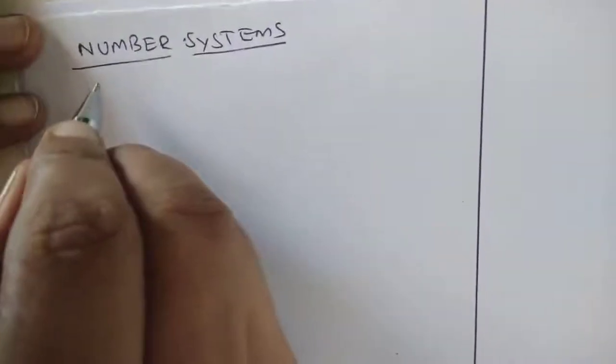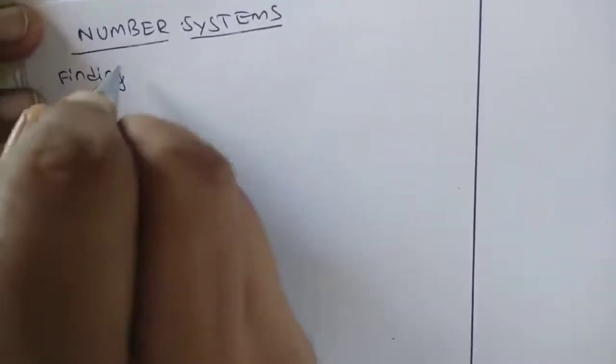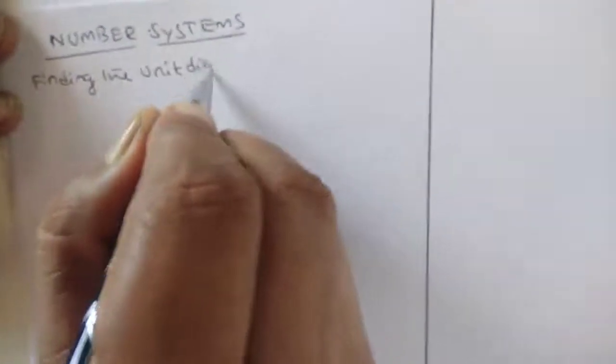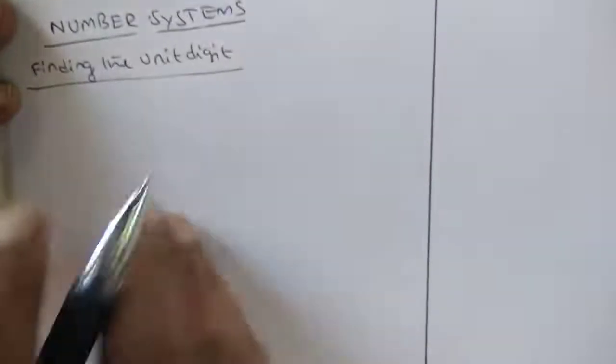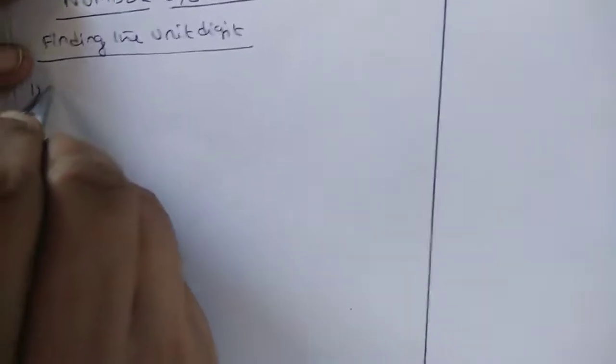Now we are going to see number system. In those number systems, we are going to solve the problems of finding the unit digit or the last digit of the number. This is our topic. So first problem, find the unit digit of 2 power 54.